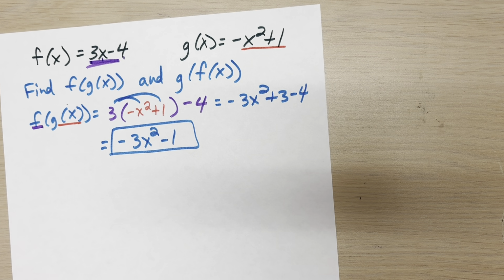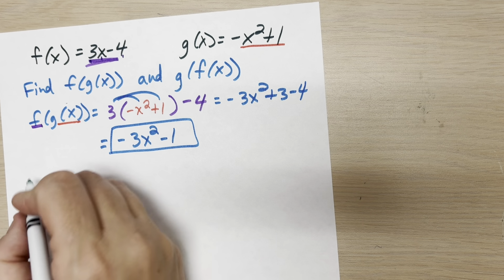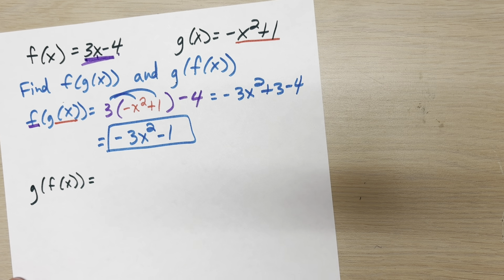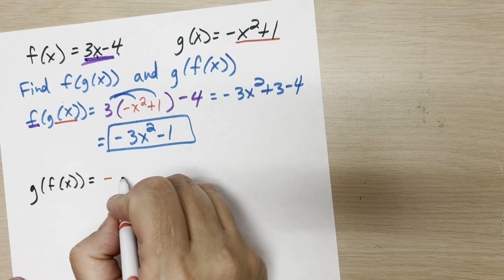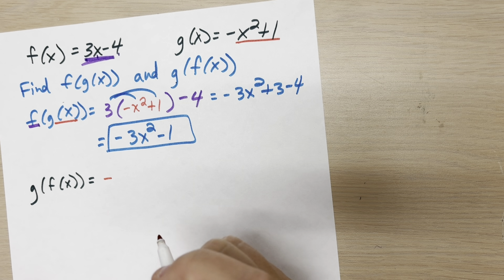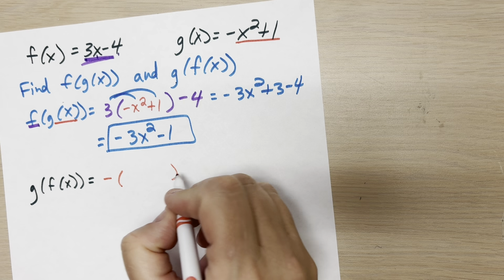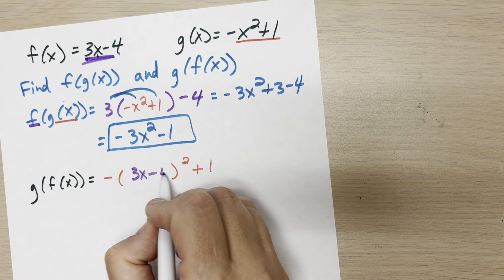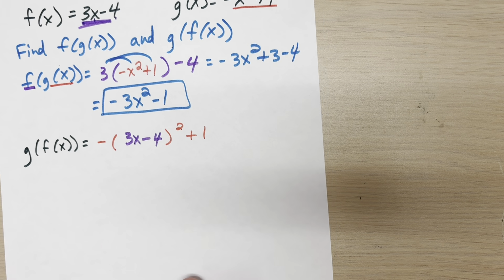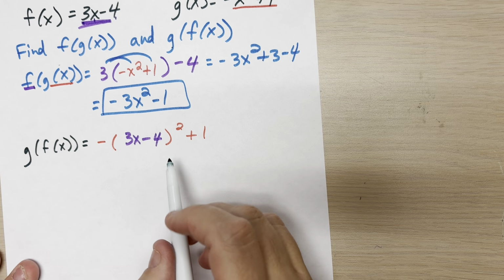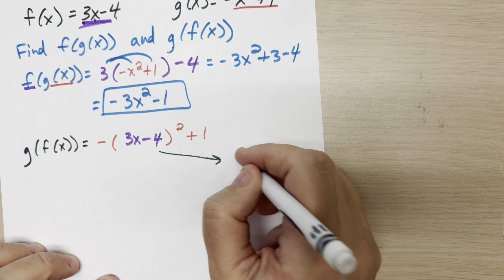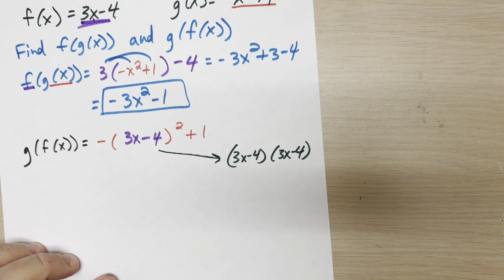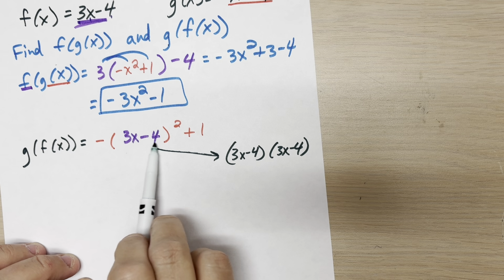We can also go the other way with this, g of f of x. Okay, the g function rule says the opposite of x squared plus 1, or the opposite of something squared plus 1. Now the something is 3x minus 4. Okay, you've got to be really careful here. Just a little side note. Remember, this is 3x minus 4 times itself. Don't be tempted to distribute the squared in when you have a binomial.